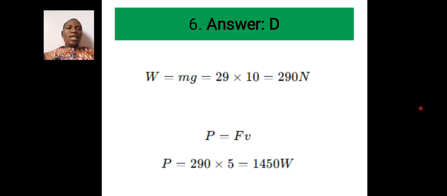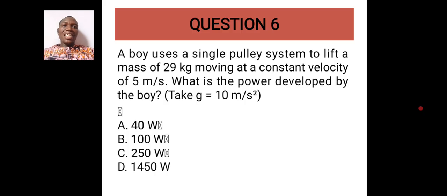So if we now get our force, we can now easily calculate the power that the boy has generated by saying power is equal to force times velocity. I hope this explanation is very clear. Let me take you back to the question again. You must get this, because these kinds of questions are a little bit tricky, but they are very, very simple to answer. Now look at the question.